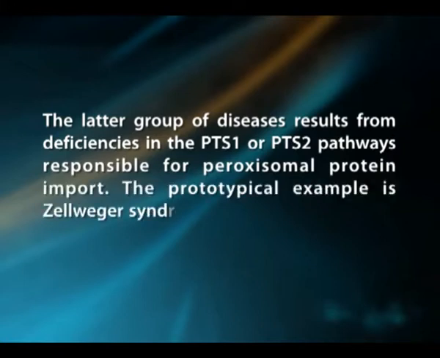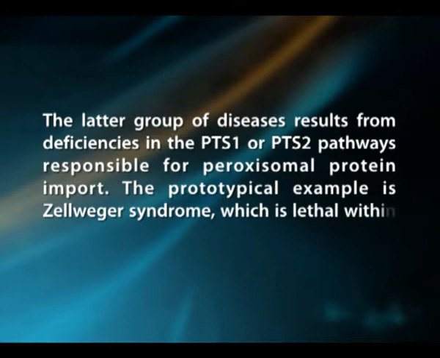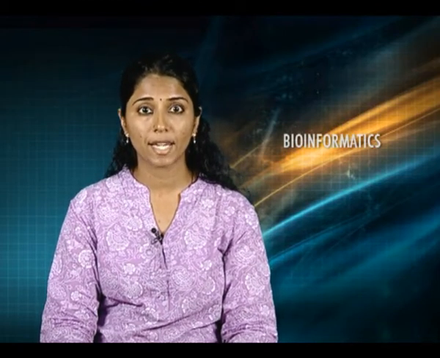The prototypical example is Zellweger syndrome, which is lethal within the first 10 years of life. Zellweger syndrome can result from mutations in at least 10 different genes affecting peroxisomal protein import, one of which has been identified as the gene encoding the receptor for the peroxisome targeting signal PTS1.